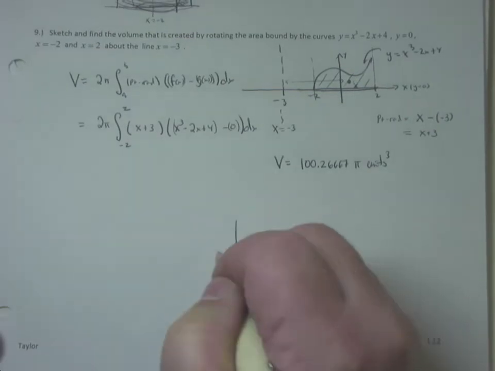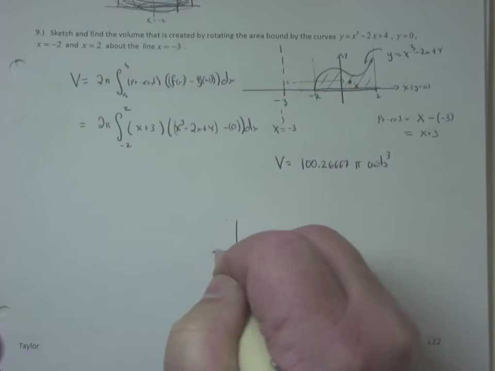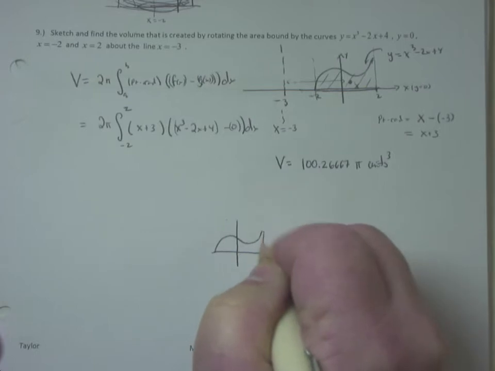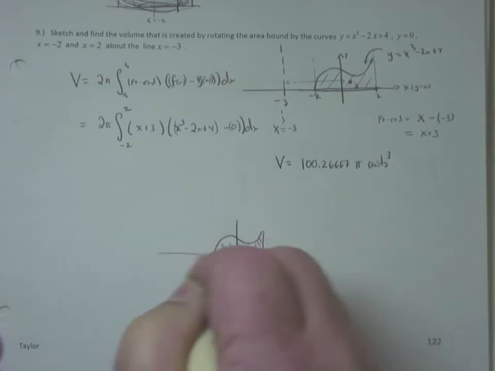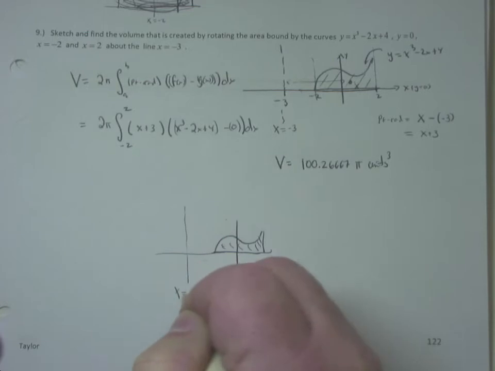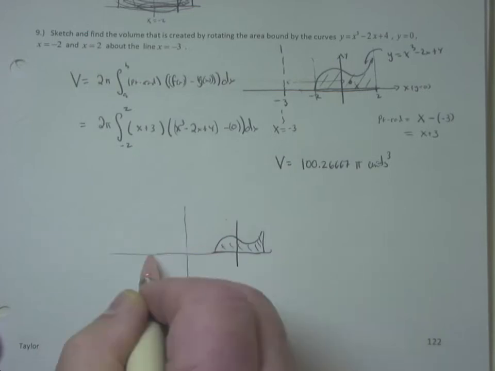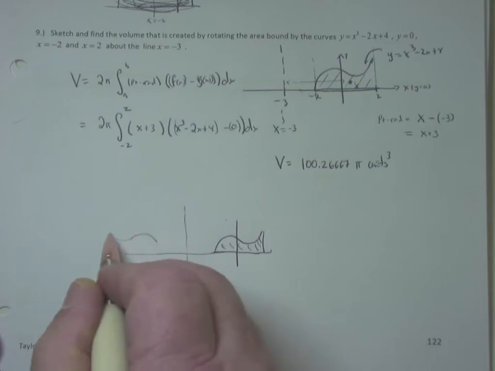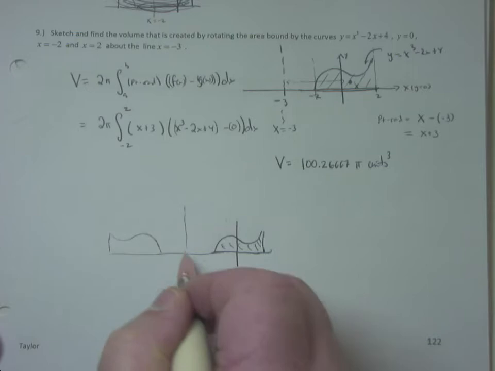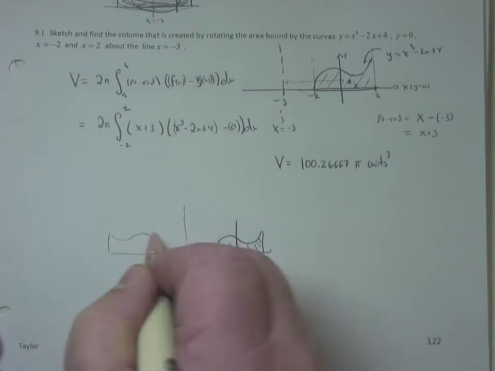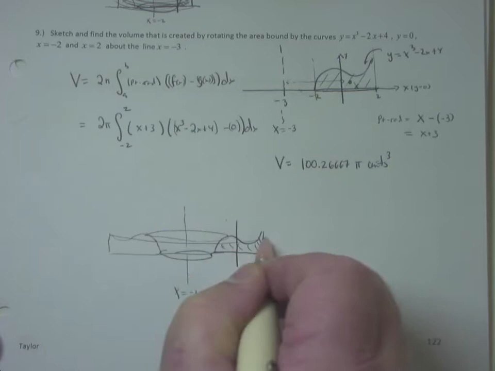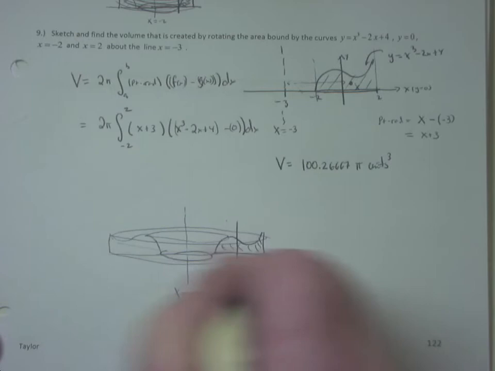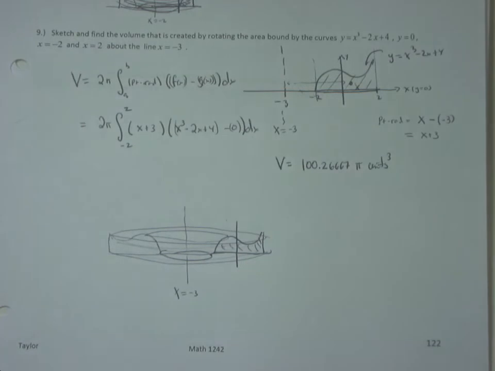So, I'm going to put my little coordinate axis up here and redraw it again. So it looks like this. Okay? You rotate around the line x equals -3. So you get this reverse image on the rotation. And then you rotate it. So you got this nice circular aspect of this thing. What did you find the volume of?